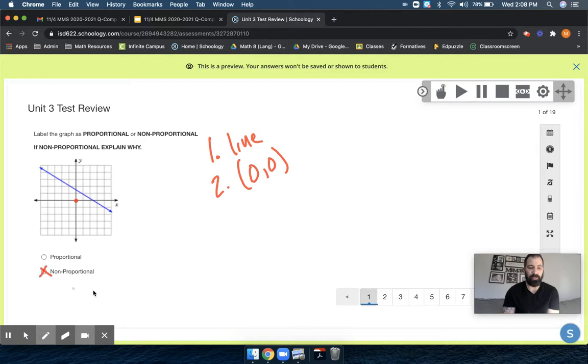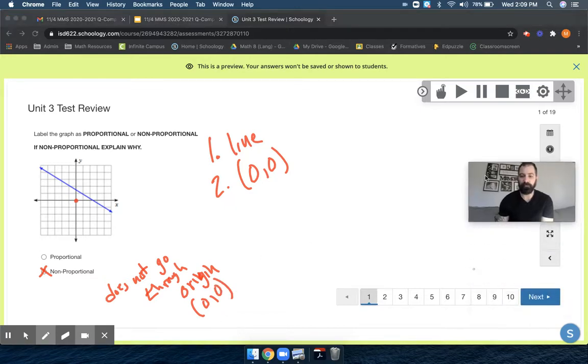That would be non-proportional because it does not go through the origin, or it just doesn't go through 0, 0, non-proportional. That's it for that one.